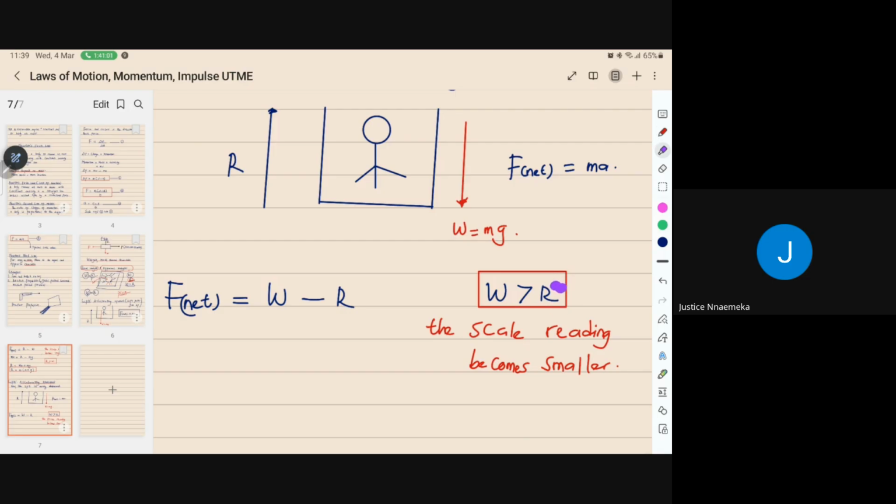Because what your scale is reading is the force it exerts on you. So the resultant force, F net, is W minus R. Now we can plug in the values. F net is ma from Newton's second law. W is mg, minus R. Are we there, guys? Good. Now I can subtract: ma minus mg is equal to minus R.